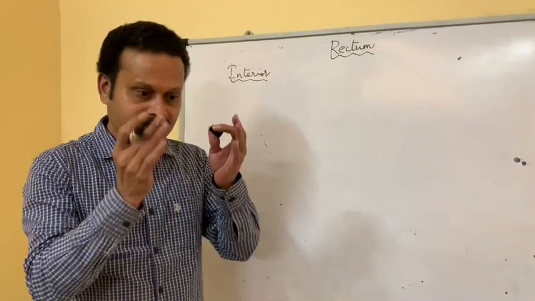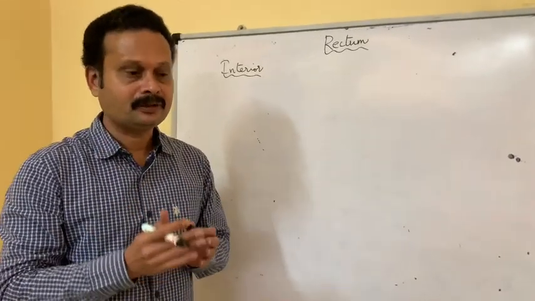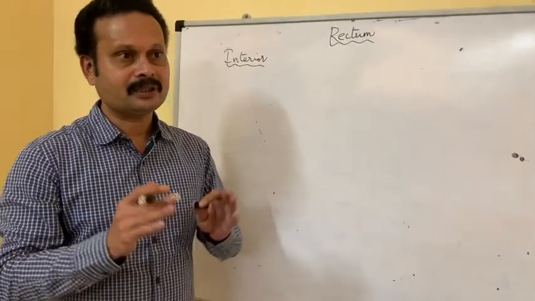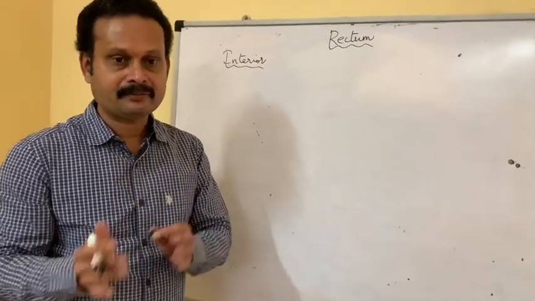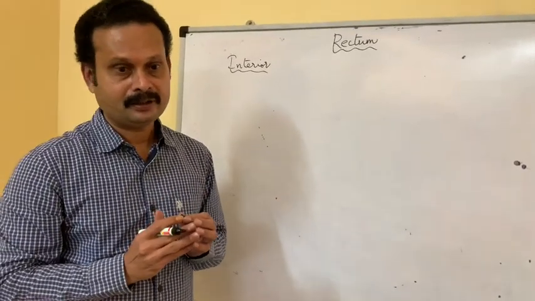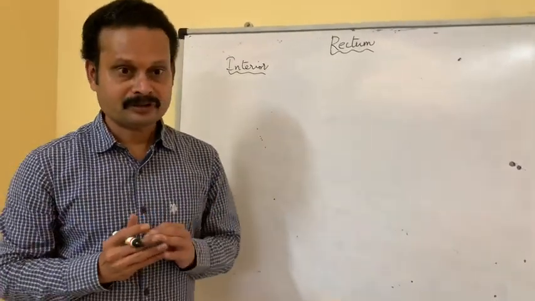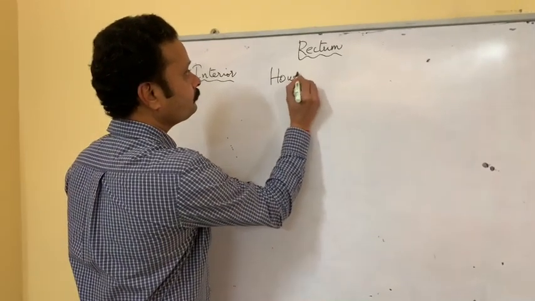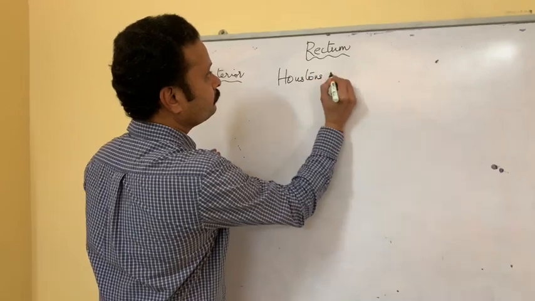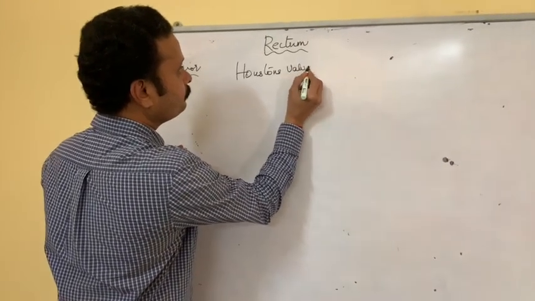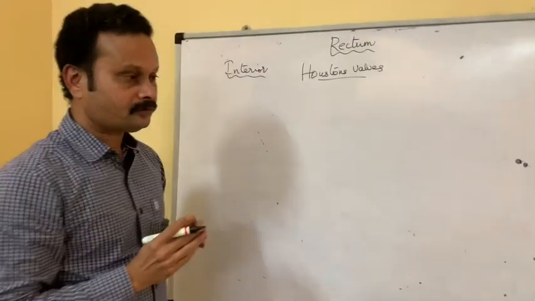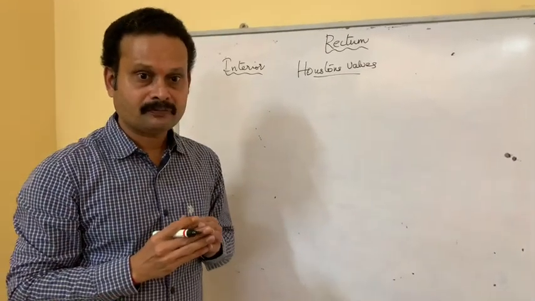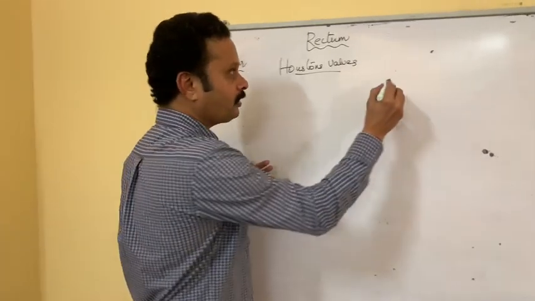Temporary mucous folds are situated in the lower part of the rectum, mostly longitudinal in direction, and these temporary mucous folds disappear when the rectum is filled with fecal matter. Whereas permanent mucous folds are called Houston's valves. So permanent mucous folds, which are called Houston's valves, are 4 in number.